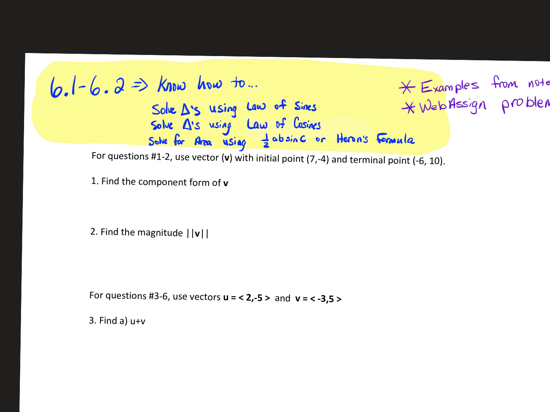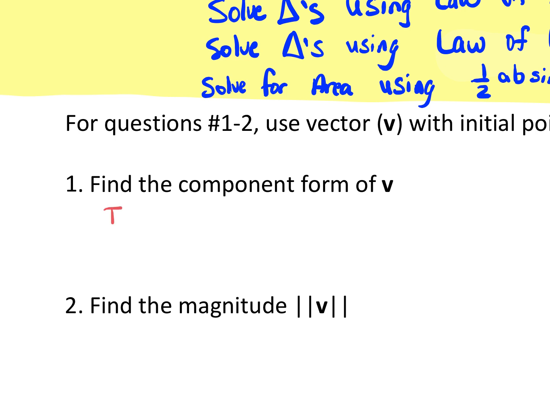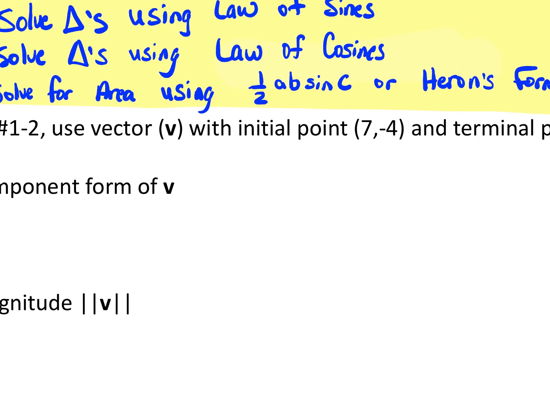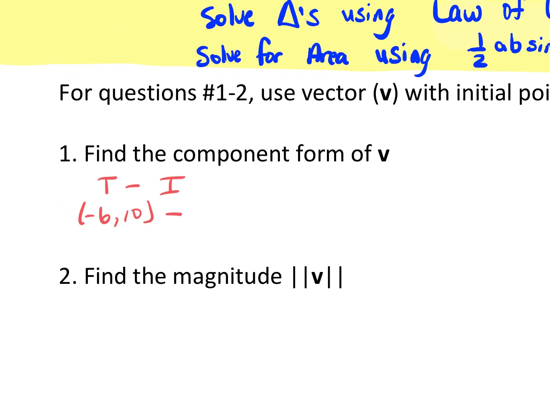So let's think about some things. If you're given 2 points, an initial point, initial means where it starts, terminal means where it ends or stops. In order to find the component form of a vector, it's the terminal point minus the initial. The order matters because it's subtraction. So in this case, my terminal point is (-6, 10), so negative 6, 10 minus 7, negative 4. This is how you would show me your work. You're understanding that it's the terminal minus the initial, and you're showing me which represents which.